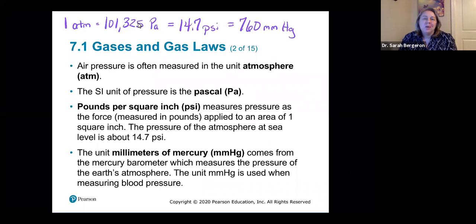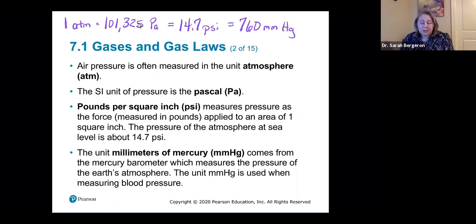All right, so we measure pressure in a couple of different units. We measure in atmospheres, so ATM. Usually if you're at sea level, you're at 1 ATM. That's kind of an easy thing. The SI unit is not the ATM. The SI unit is the Pascal.